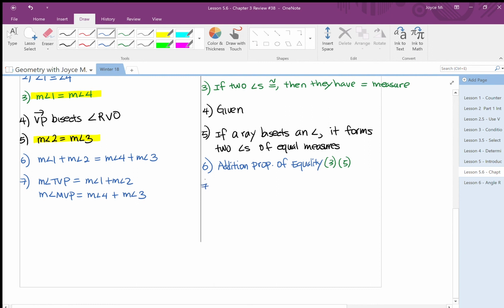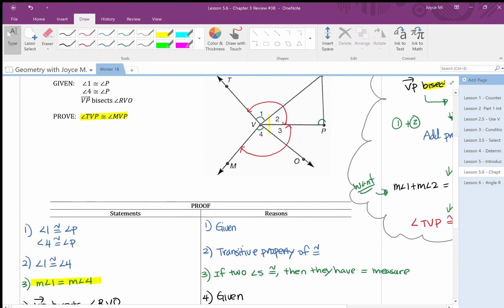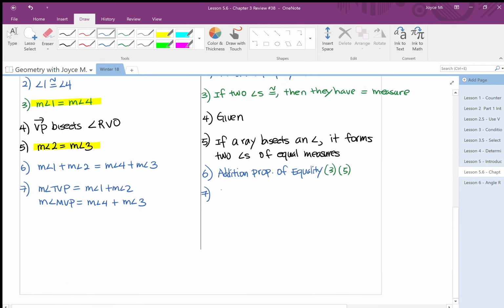And number 7, the reason for it is I'm telling you that the measure of 2 smaller angles add up to the whole one here. So the smaller one add up to the whole one. This is called angle addition postulate. Okay. Now number 8. Well, now I just need to do substitution. I said, well, measurement angle TVP is the same thing. Oh, let me use a different highlighter. So TVP is the same thing as angle 1 plus angle 2. Angle MVP is the same as, has same measure angle 4 plus angle 3.